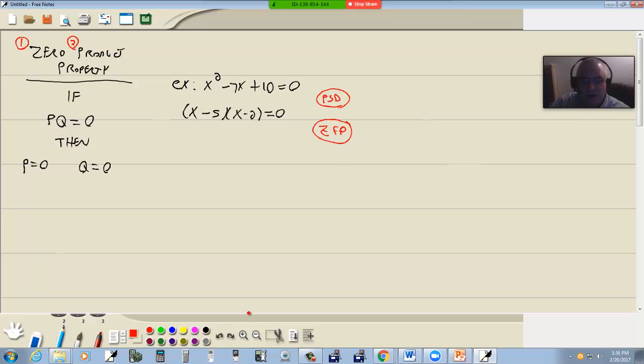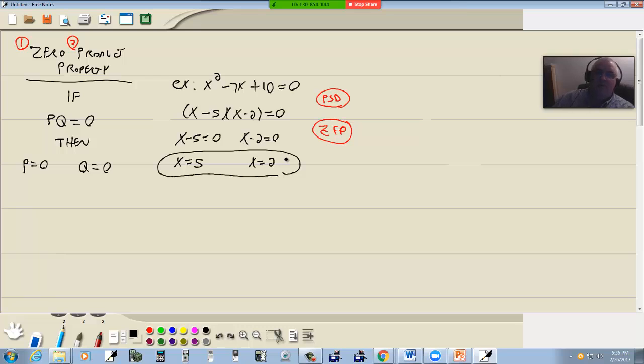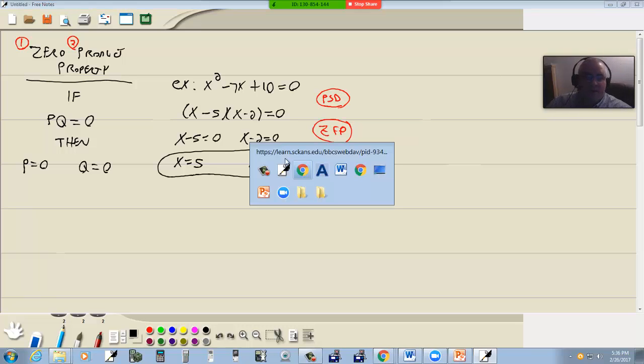Now our zero factor property. You get 0 on one side, you factor the other side, you set each factor equal to 0. So I'll set x minus 5 equal to 0, and I'll set x minus 2 equal to 0. And then you solve those, and I get x equals 5 and x equals 2. And those would be my answers. Now that's the zero product property.